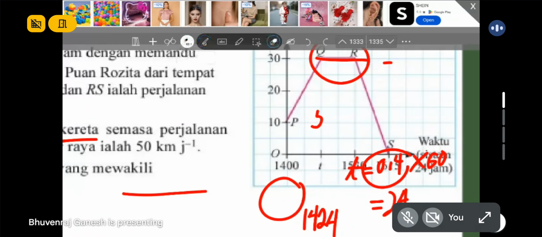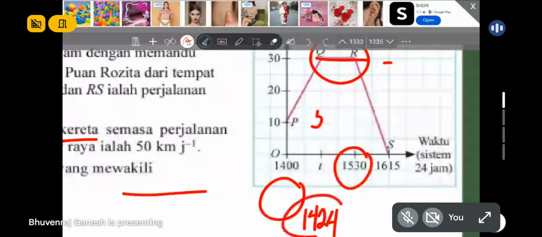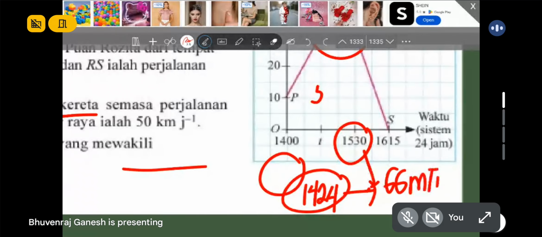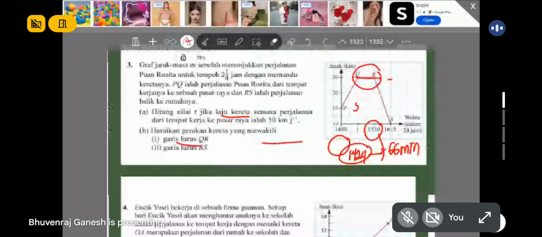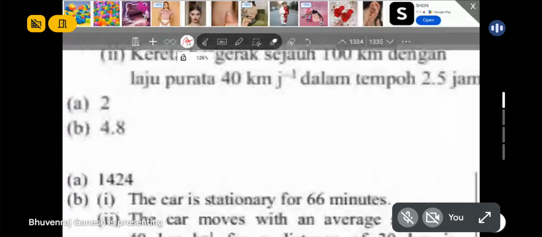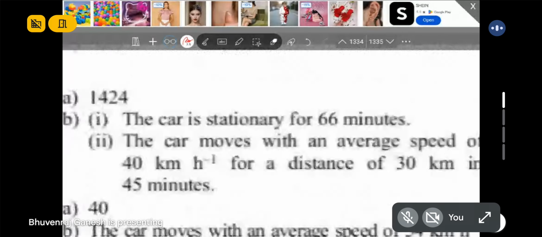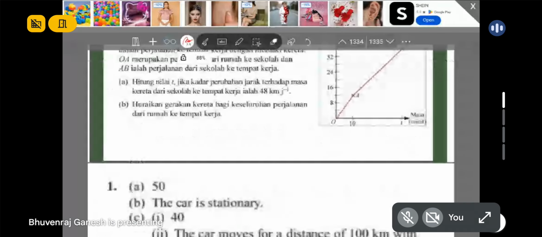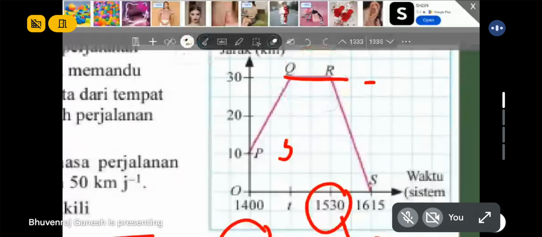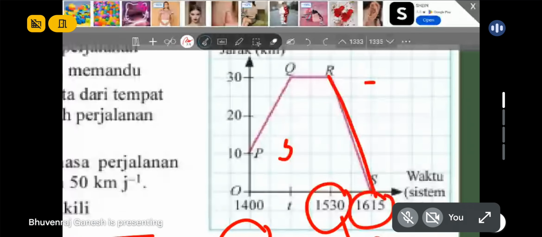Masa dia, berapa lama dia pergun. So 15:30 minus 14:24. You should get 66 minutes. Okay, 66 minutes. This one and this one, the time is 66 minutes. So this is the answer. The car is stationary for 66 minutes. And then part B2, they ask you to describe RS. So RS, again same thing. The distance, jarak dia 30 km. And then the time, masa, 3:30 to 4:15.